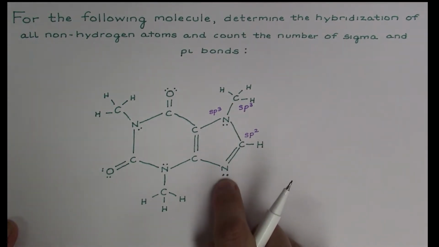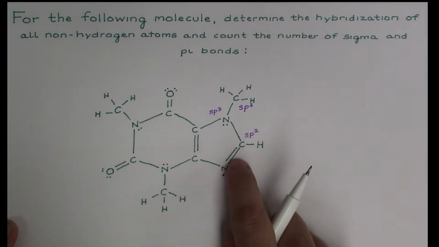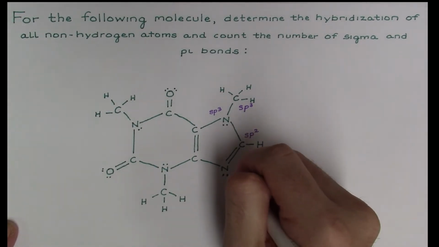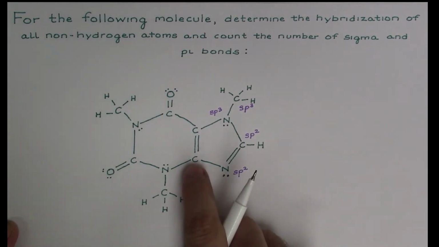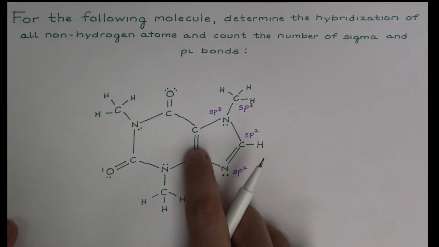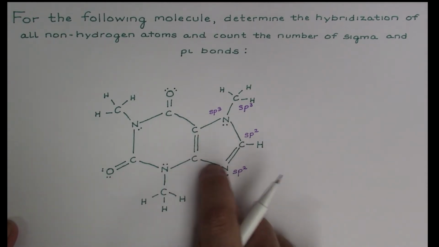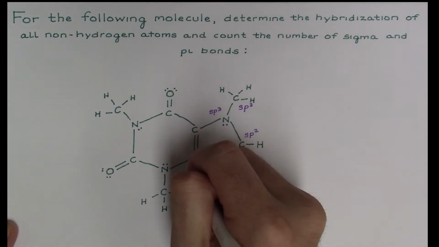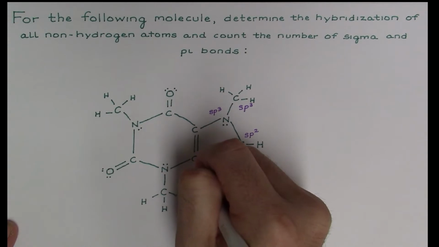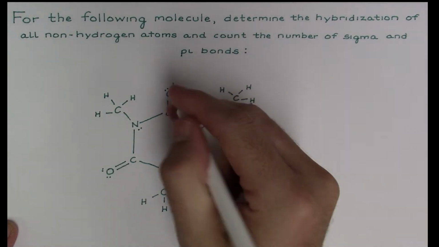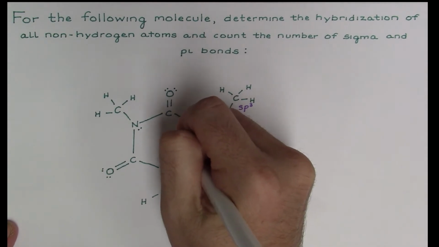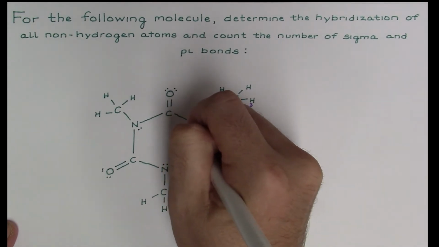Then for our nitrogen, we have a single bond, a double bond, and a lone pair. This is going to be sp2 because of having only 3 attachments. Our first carbon in the ring has only 3 attachments, 2 single bonds and a double bond to the other carbon. This will also be sp2 hybridized. The carbon above it is in the exact same format, so it will also be sp2 hybridized.